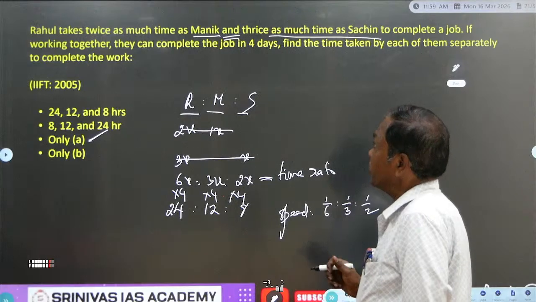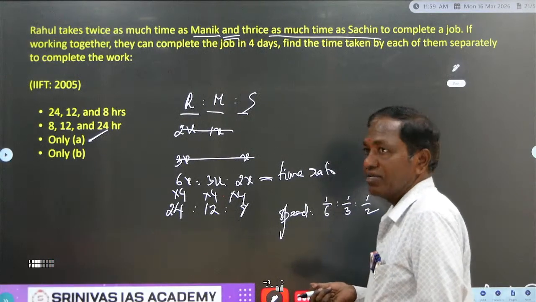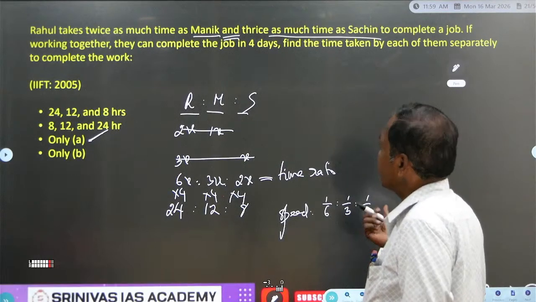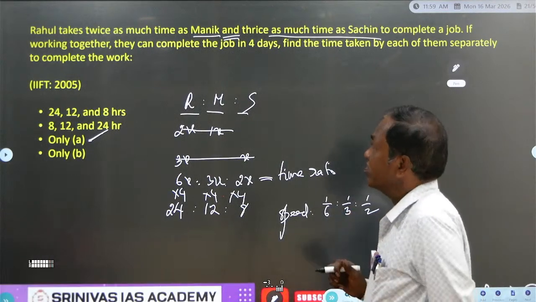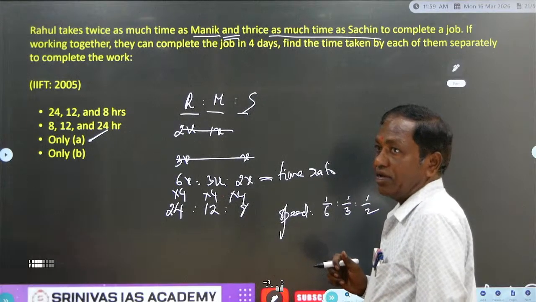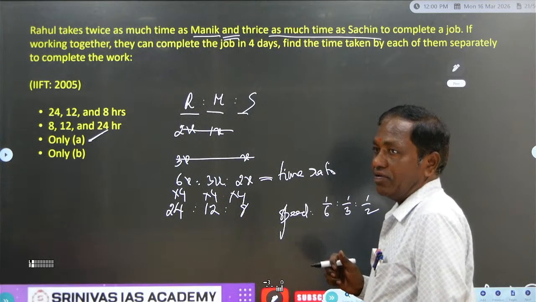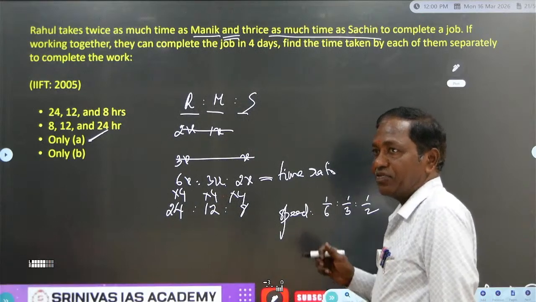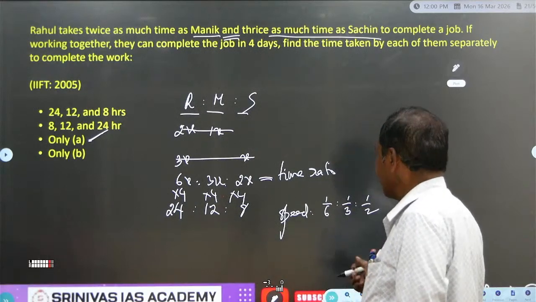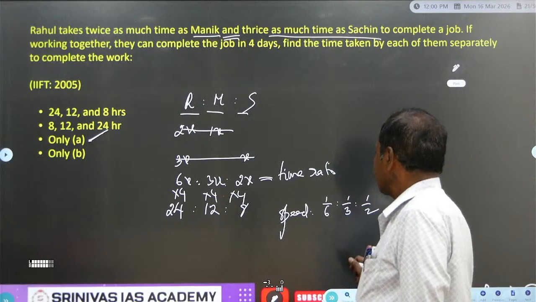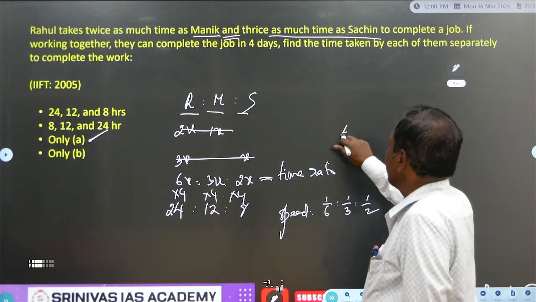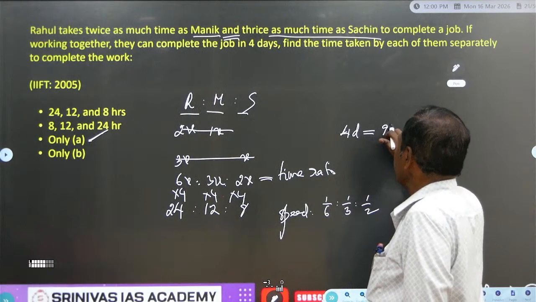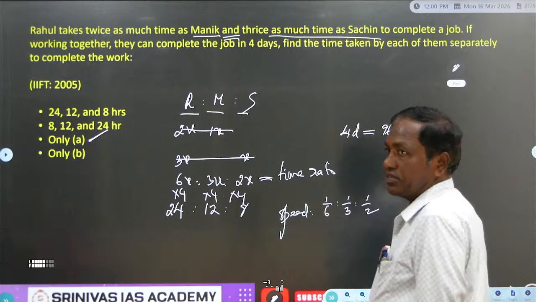But where do you write 24? Where is it given? They will complete the job in 4 days, that's all that is there; hours are not given. If you convert to hours, it will be 96 hours. 4 days is equal to 96 hours, because 1 day is equal to 24 hours. So 4 days equals 96 hours.